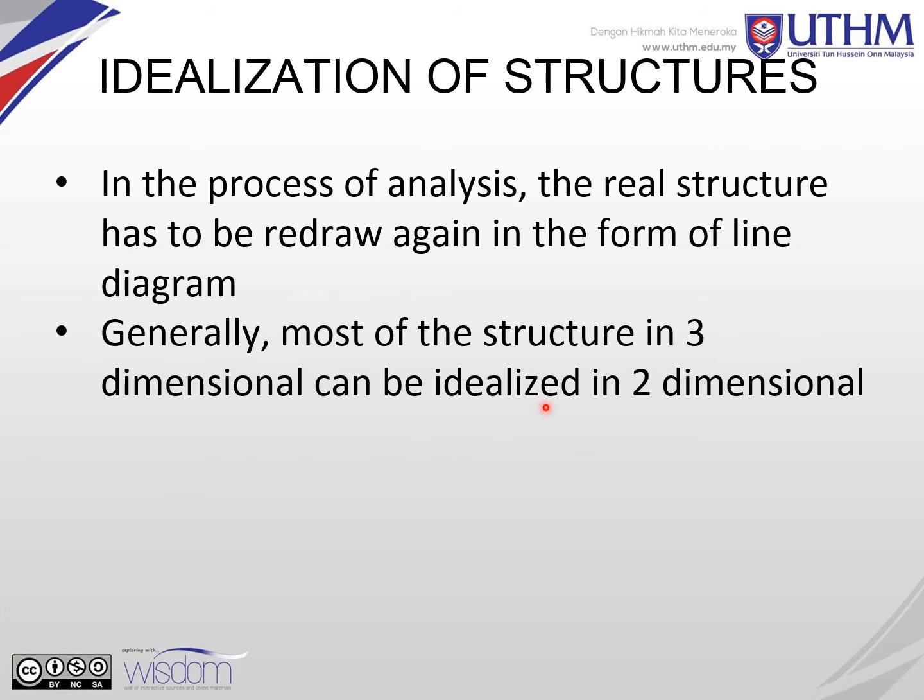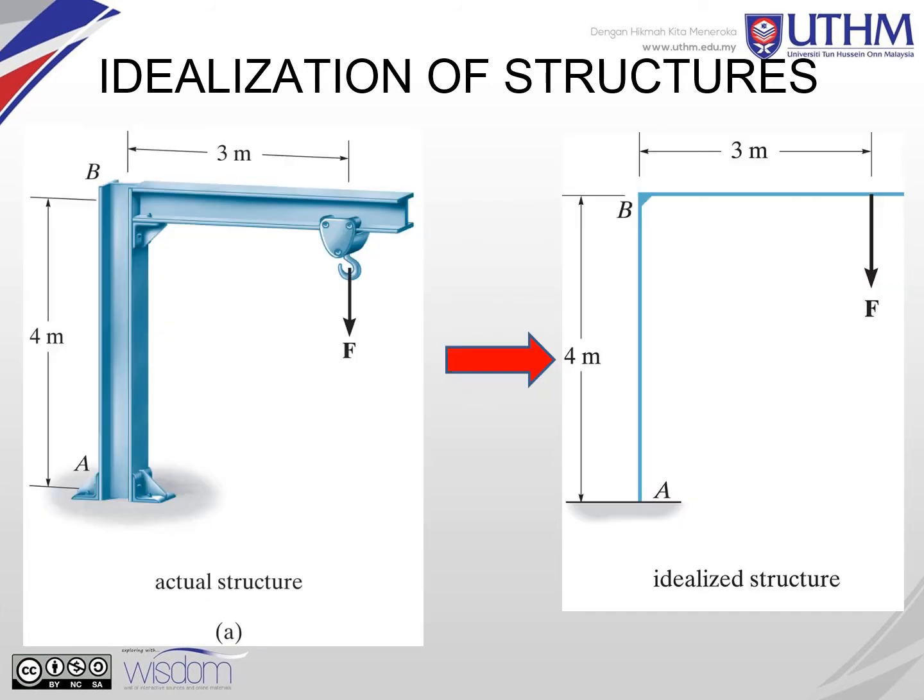So idealization of structure. What is it? In the process of analysis, the real structure has to be redrawn in the form of a line diagram. Normally we will draw the free body diagram. Generally, most structures in 3 dimensions can be idealized in 2 dimensions. You can see that this is the actual structure. When we idealize it, you need to draw it. From point A to B, you will draw like this, and then B to this point, you will draw like this, and then this is the force applied on it. So there is an F here, where you also list the dimensions and the support conditions.